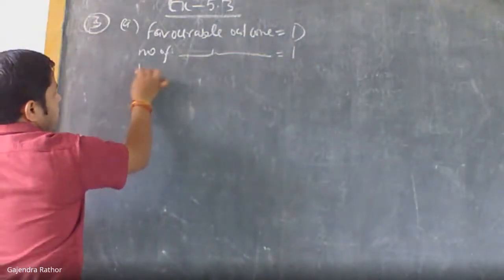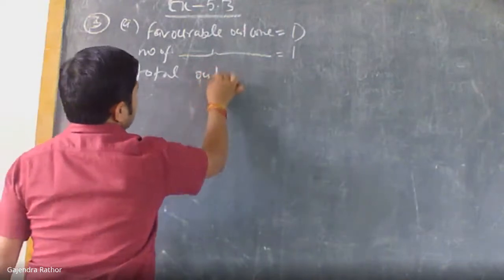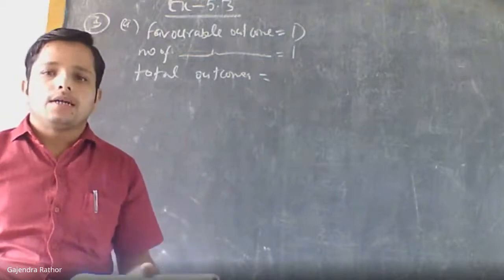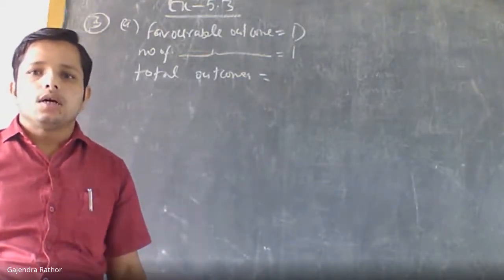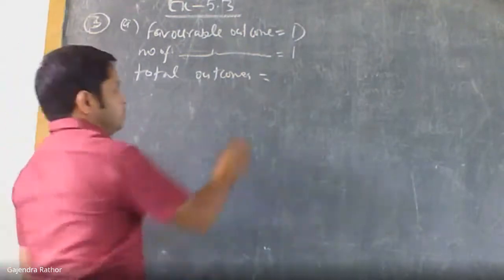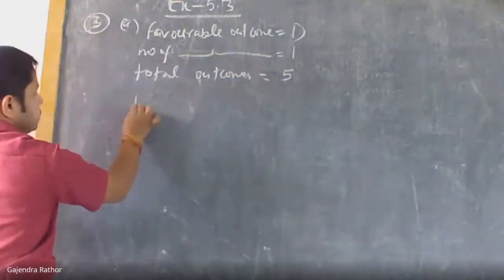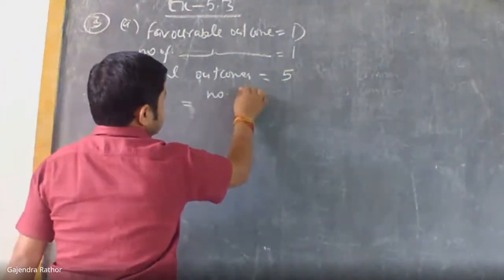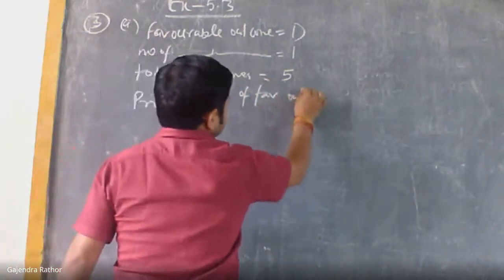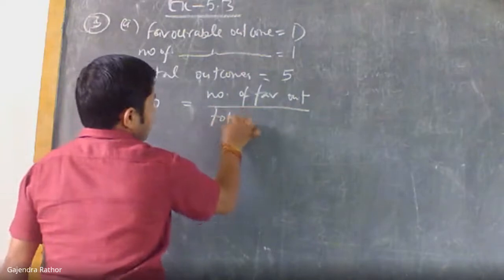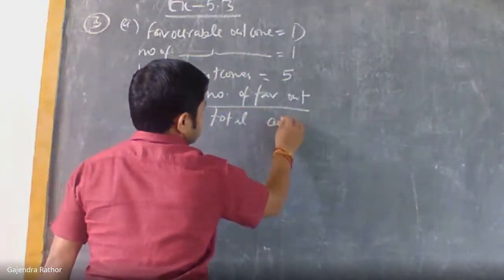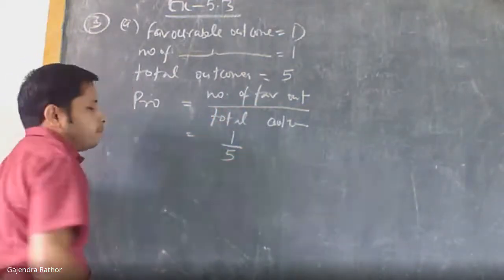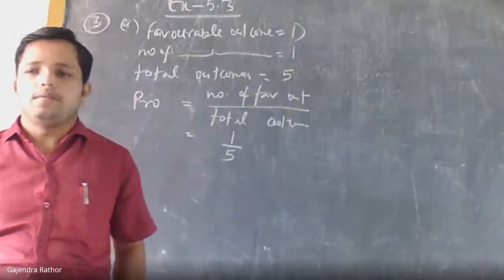Then total outcomes. What is the total outcome? There are 5 letters on that spinning wheel, so the total outcomes is 5. Now probability is equal to, what is the formula? Number of favorable outcomes divided by total outcomes. So the number is only 1 and the total outcome is 5. So the probability is 1 by 5.